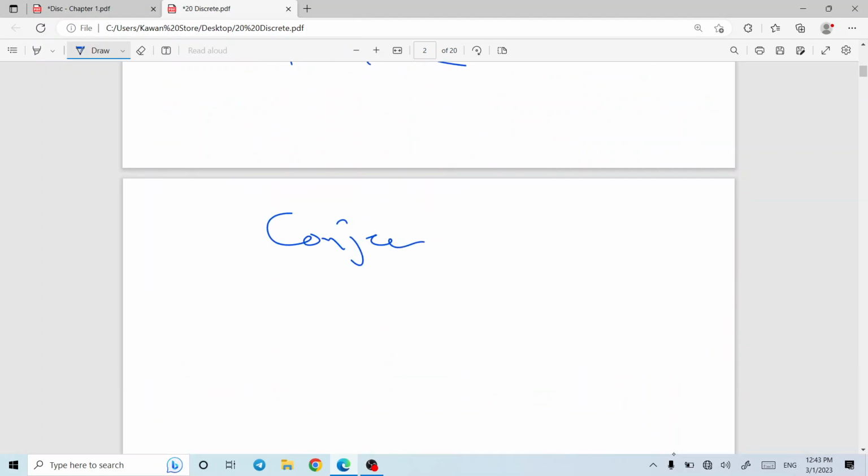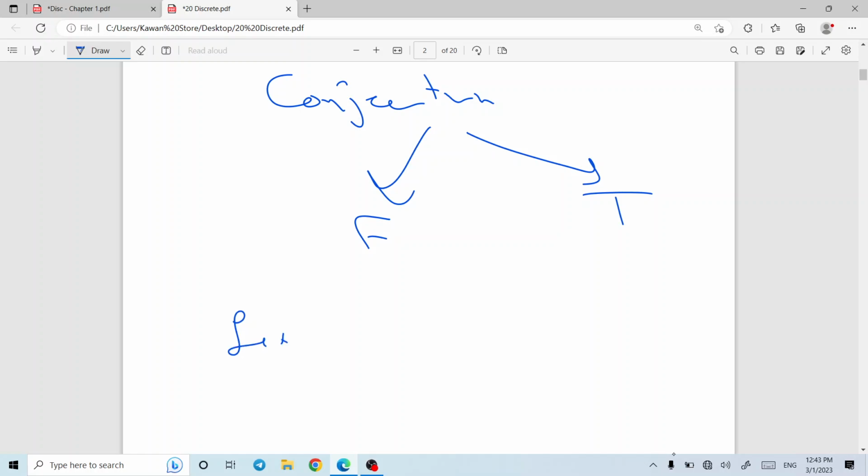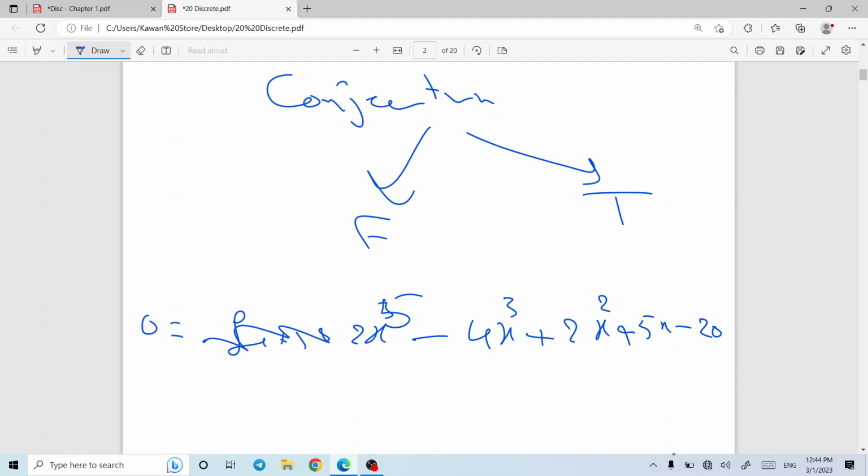A conjecture is your work, but you don't know whether at the end you will get true or false, correct or incorrect. What do you mean by that? For example, we have a program for solving f of x equals x to the power 5 minus 4x to the power 3 plus 2x to the power 2 minus 5x, plus minus 2 or 3 or whatever, like minus 20. We say that one is not solvable in the exact way. We cannot solve it by any method. Let me say that one is equal to 0. Not a function, let it be an equation.